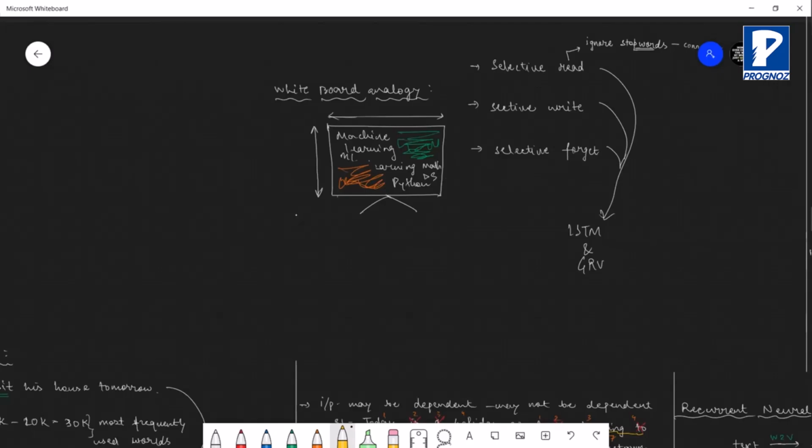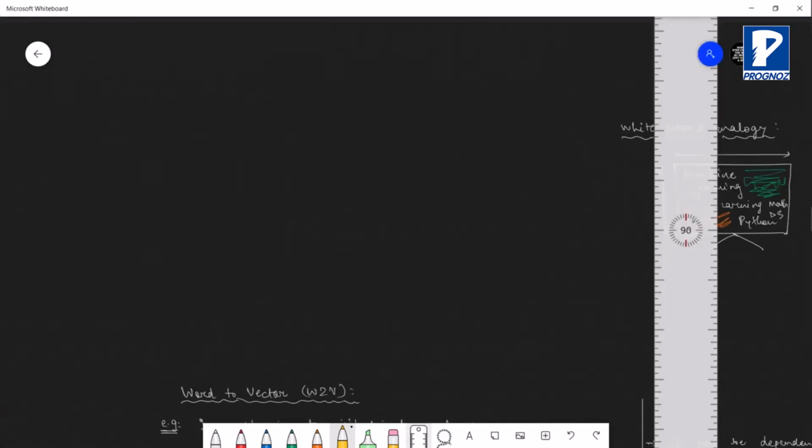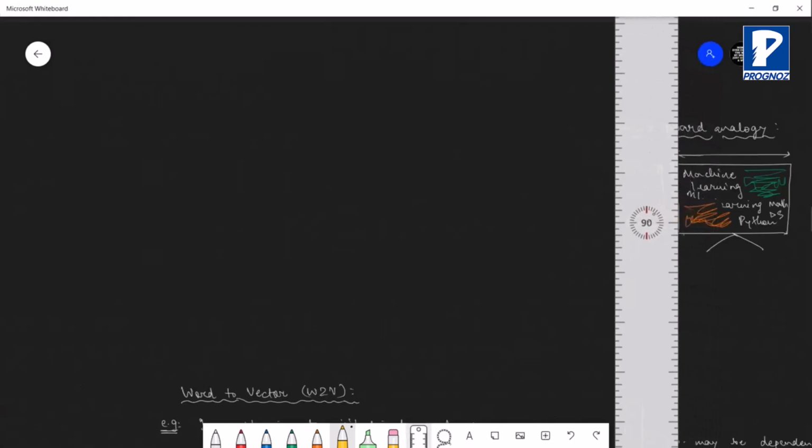Apart from that, what else do we have? Okay, fine. So this is more than sufficient. Let us discuss about vanishing and exploding gradient descent. So basically क्या होता है, देखो, vanishing and exploding gradient descent.